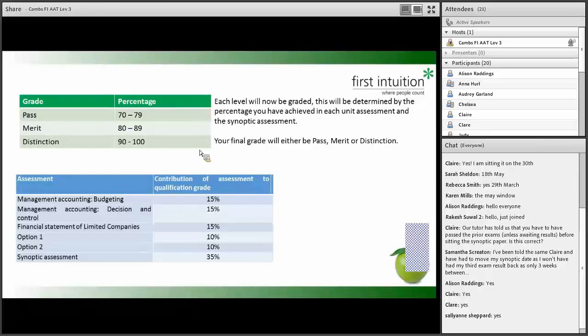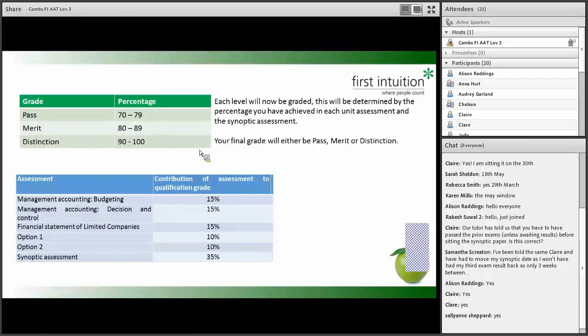The Synoptic assessment has by far the biggest contribution. That's accounting for the accounting systems and control unit. That's the contribution of that unit towards the final assessment, plus we're being tested again on budgeting, decision and control, and limited companies. The optional papers, they've got much less of a contribution towards that final grade, just at 10% there.